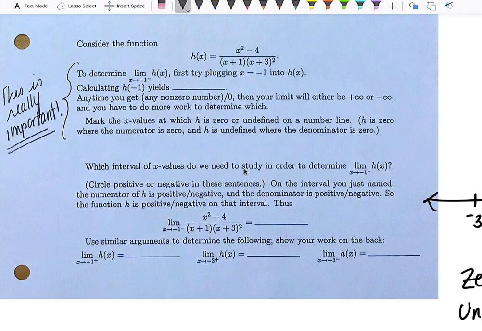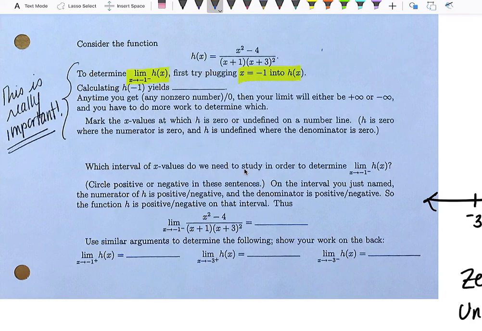All right, in this video we're going to investigate this function and figure out where the infinite discontinuities are by using limits. The first thing we're going to do is look at this problem. It says to determine the limit as x approaches -1 from the left of h of x. First use direct substitution, right? We're just going to plug in -1.